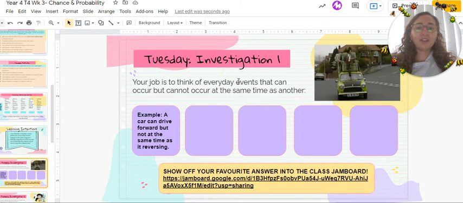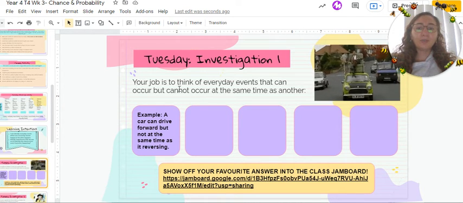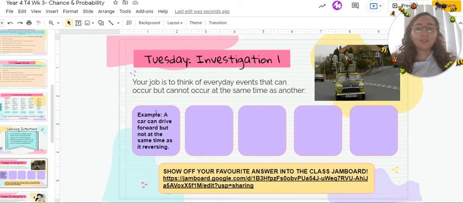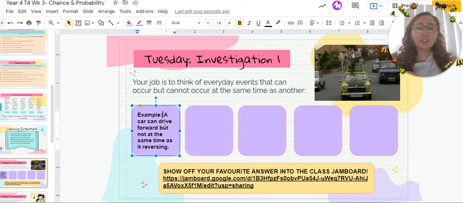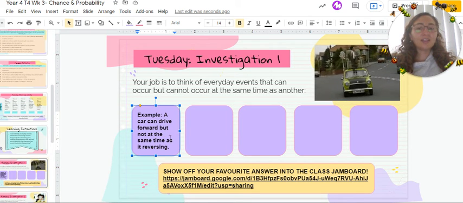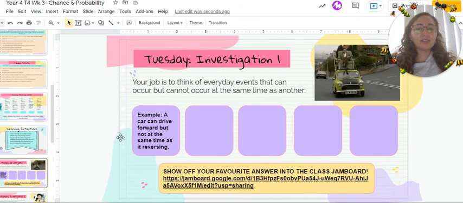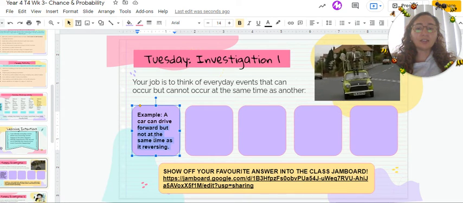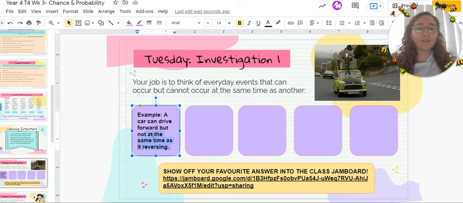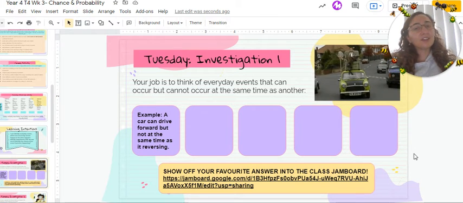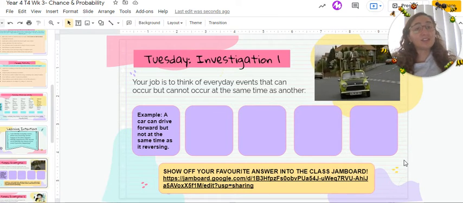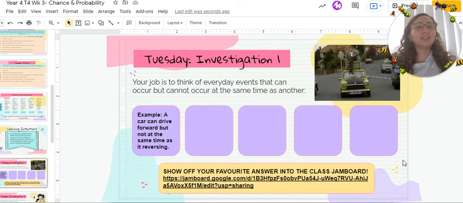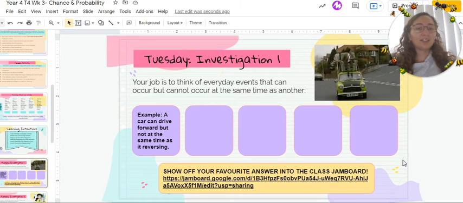Your job is to think of everyday events that can occur but cannot occur at the same time as another. So say for example, a car can drive forward but not at the same time as it is reversing. Okay? So it can't reverse at the same time as it is going forward. That's one example. Another example could be the sunset and the sunrise. The sunrise can happen, but it cannot happen at the same time as the sun setting. So little things like that.